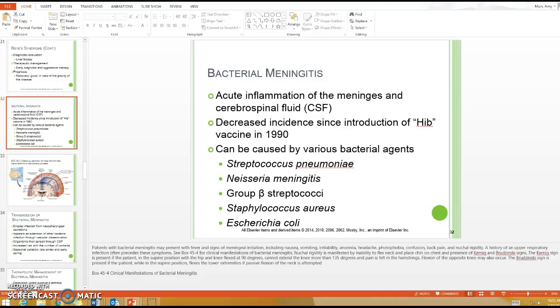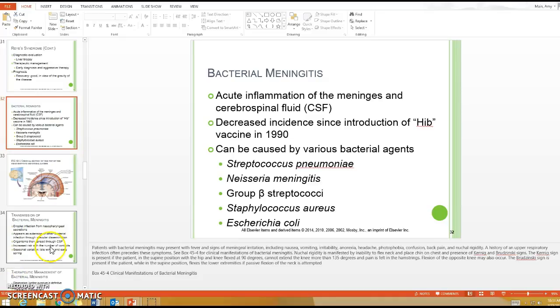Commonly, the most common causative agents for bacterial meningitis are Streptococcus pneumoniae, hence the respiratory infection, Neisseria meningitidis, and this is the one that makes the news typically, Group B strep, Staphylococcus aureus, and E. coli. Neisseria is actually a very common bacteria. You can find it in your nasal passages, on your skin, but when it has access to the meninges, to that vulnerable body, it can become deadly.